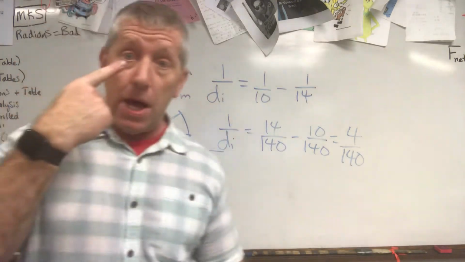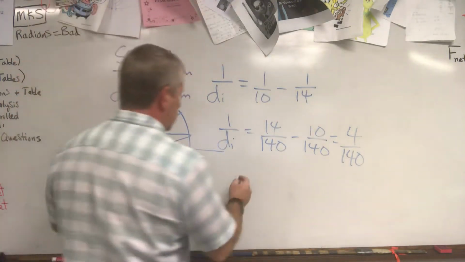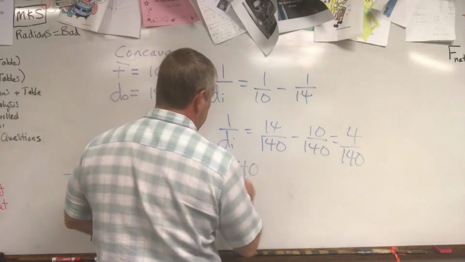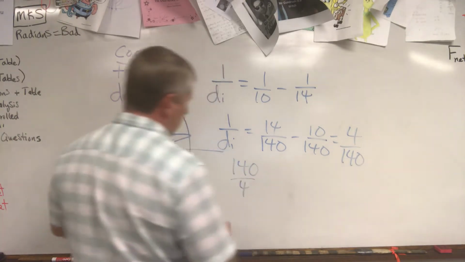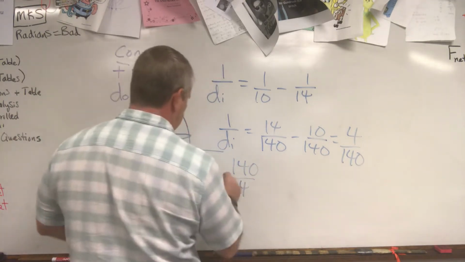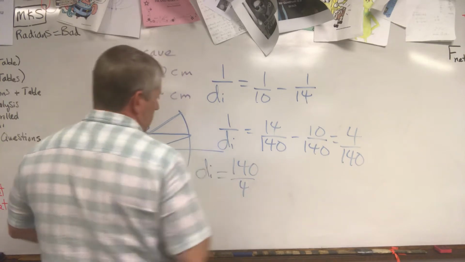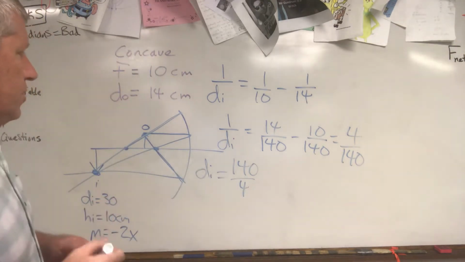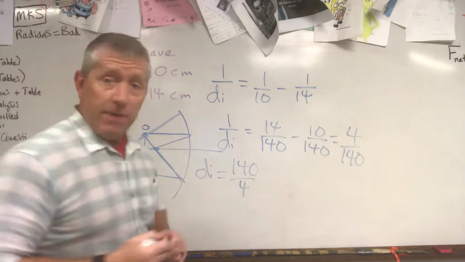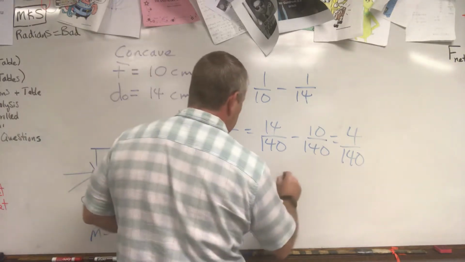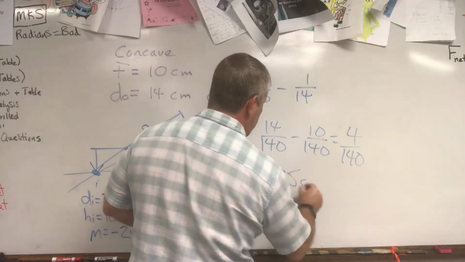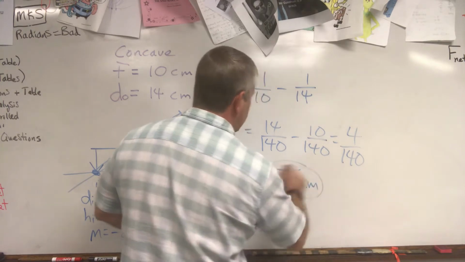I want di, so switch it. 140 divided by 4 is di. That's going to be 70 over 2 or 35. It should be 35. So the distance of the image should be 35 centimeters according to the math.